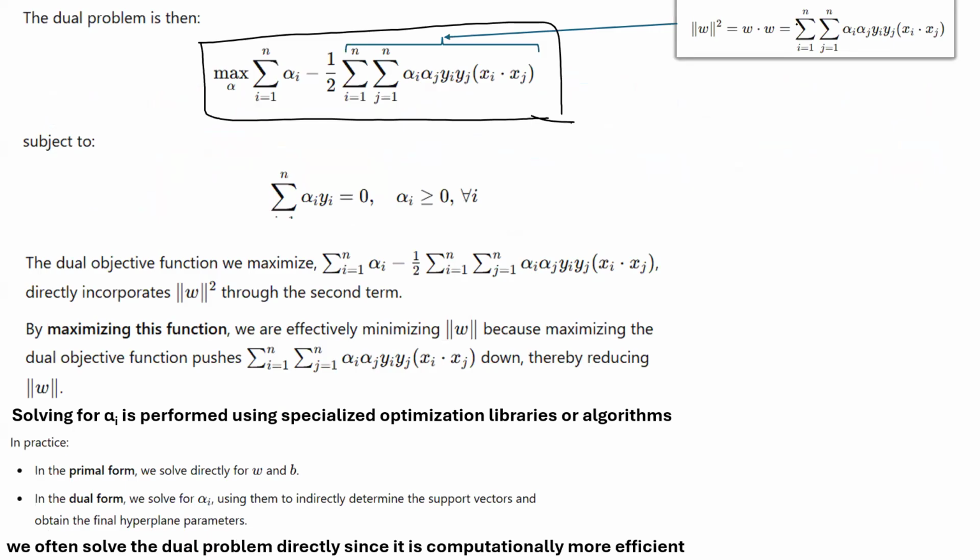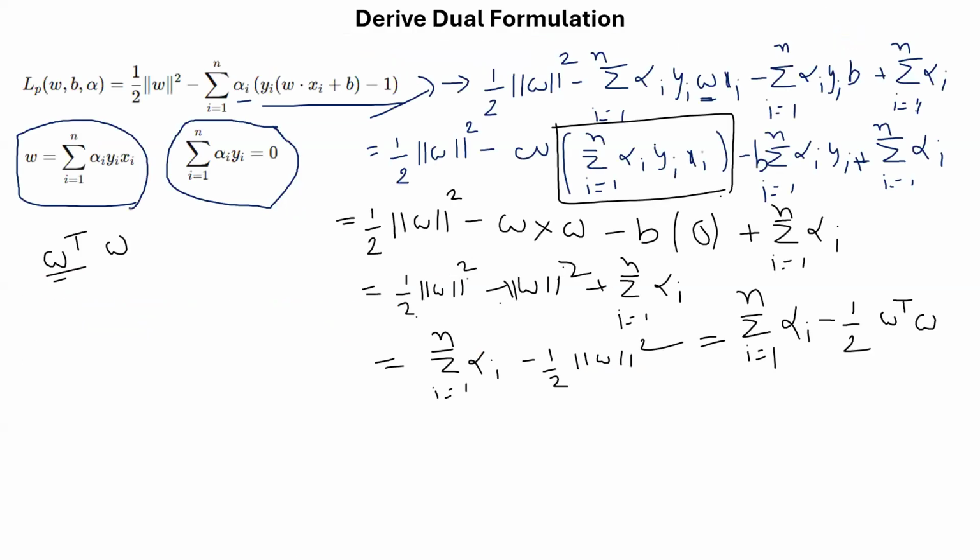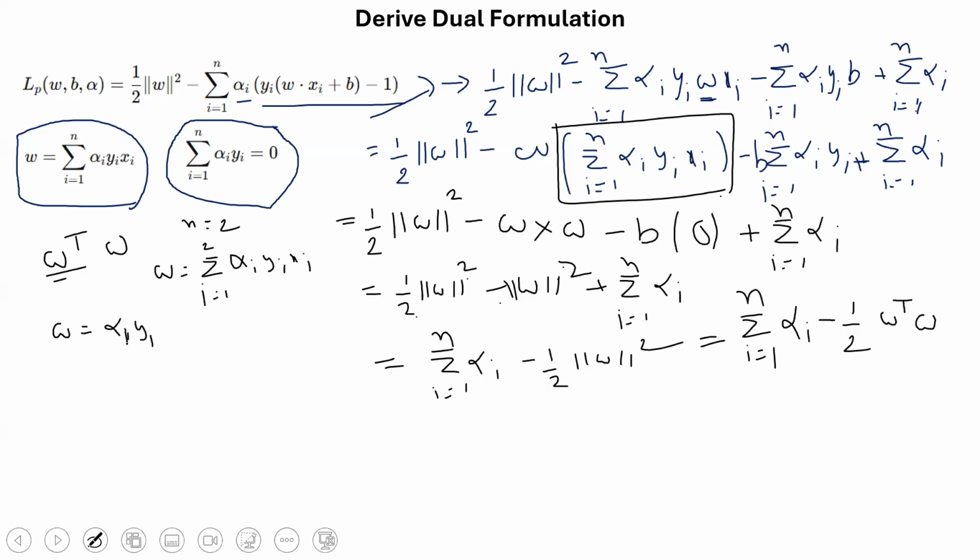That is, W square is equal to a double summation. This is what I'm trying to show you now. Once you understand this, you will understand what the dual formulation is. All right, so I'm going back here. Just to show you how the double summation happens, I'm taking n equal to 2. So now W can be written as sigma i = 1 to 2 alpha i yi xi. So W can be written as alpha 1 y1 x1 plus alpha 2 y2 x2, right? This is how I can write W.